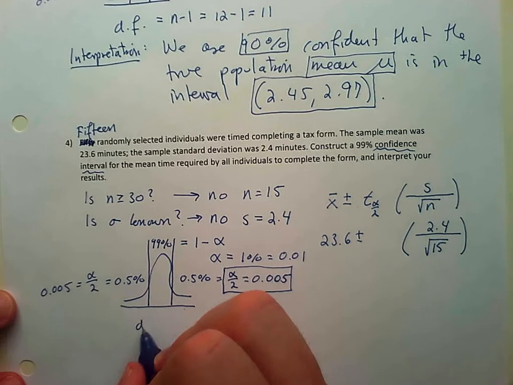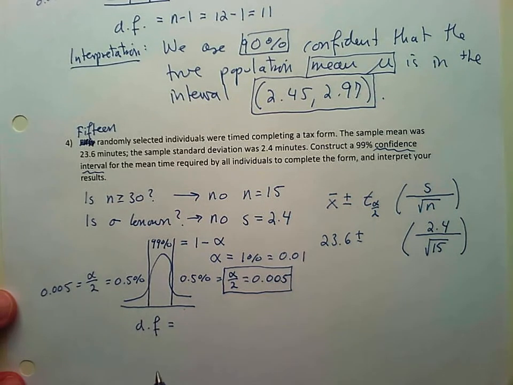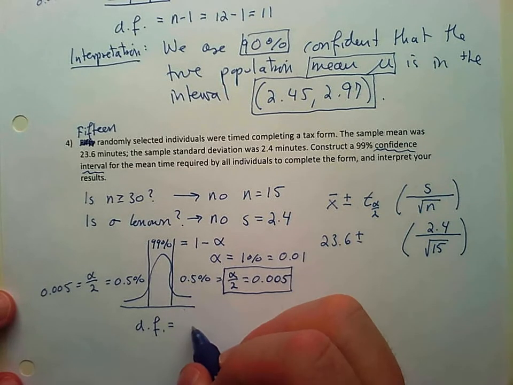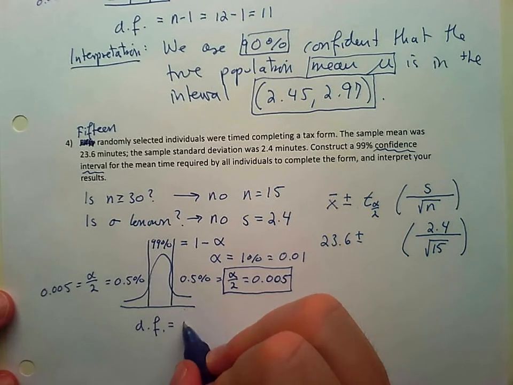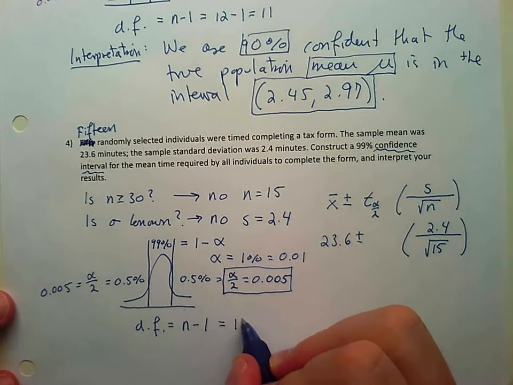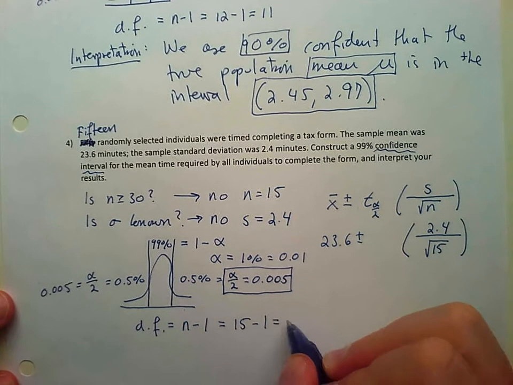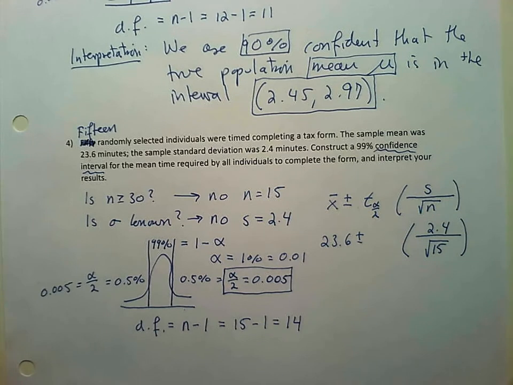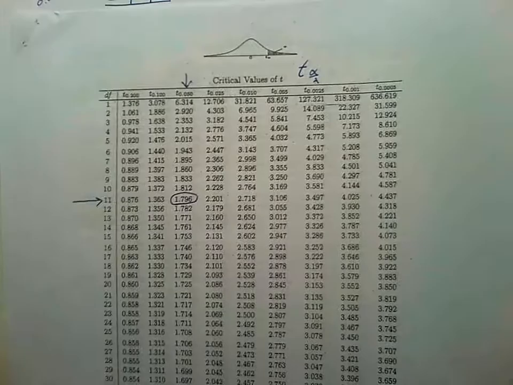Now what we still need to do is figure out what our degrees of freedom are. Our degrees of freedom is again what we're going to abbreviate by DF. And what's our formula for the degrees of freedom? It's little n minus 1. And again, little n stands for our sample size. We said that our sample size was equal to 15. So 15 minus 1 is equal to 14. So now we know that we have 14 degrees of freedom along with our alpha divided by 2 being 0.005.